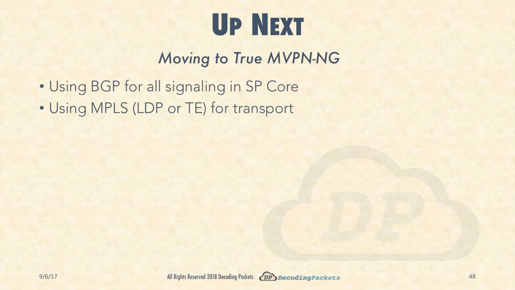Up next, we'll be moving to what I like to call true MVPN NG, or true MVPN next generation, which is to say that we will use the BGP MVPN address family to perform all the signaling for us, just like MLDP did in this lecture, but far, far more scalable.